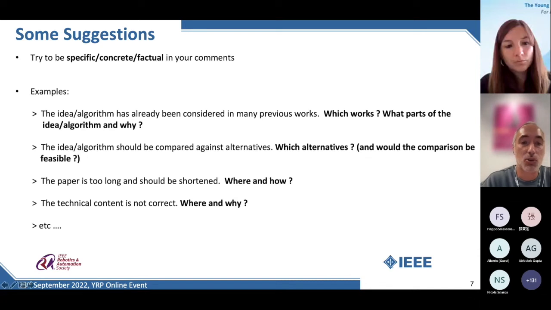Or the algorithm should be compared against alternatives. Yes, which alternatives? And would the comparison be feasible? I have a slide about it. The next slide is about this point.